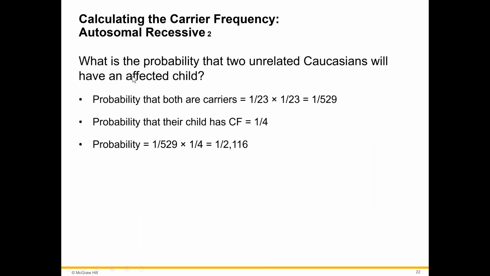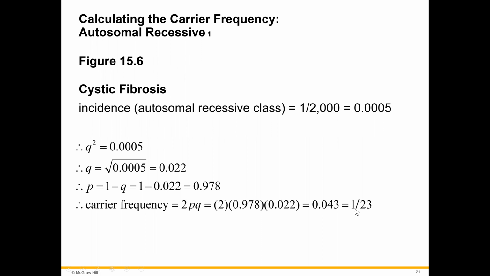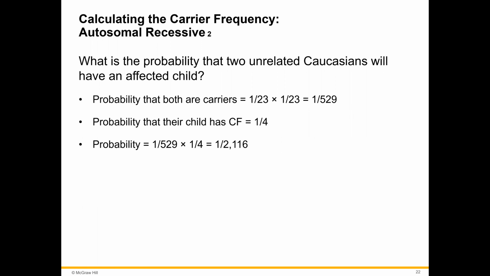So now, what is the probability that two unrelated Caucasians will have an affected child? If you know that the carrier frequency is 1 over 23 in Caucasians, what's the probability that you, a Caucasian, marry another Caucasian and your child will have cystic fibrosis? First, the probability that both are carriers. The probability that you are a carrier is 1 over 23, which we just calculated. The probability that the other person is a carrier is also 1 over 23. So the probability that both are carriers is 1 over 529. The probability that their child has cystic fibrosis is 1 over 4.